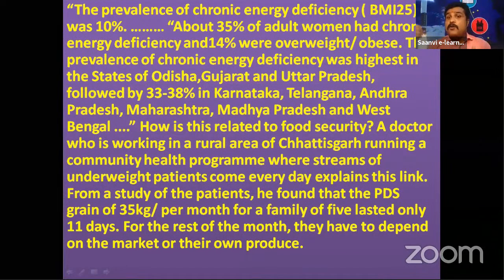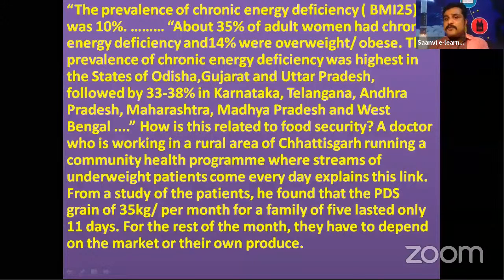And 40% were overweight, obese. What is the meaning of obese? Very fat persons who can't do anything. The prevalence of chronic energy deficiency was high in the states of Odisha, Gujarat, Uttar Pradesh, followed by 33 to 38% in Karnataka, Telangana, Andhra Pradesh, Maharashtra, Madhya Pradesh, and West Bengal.